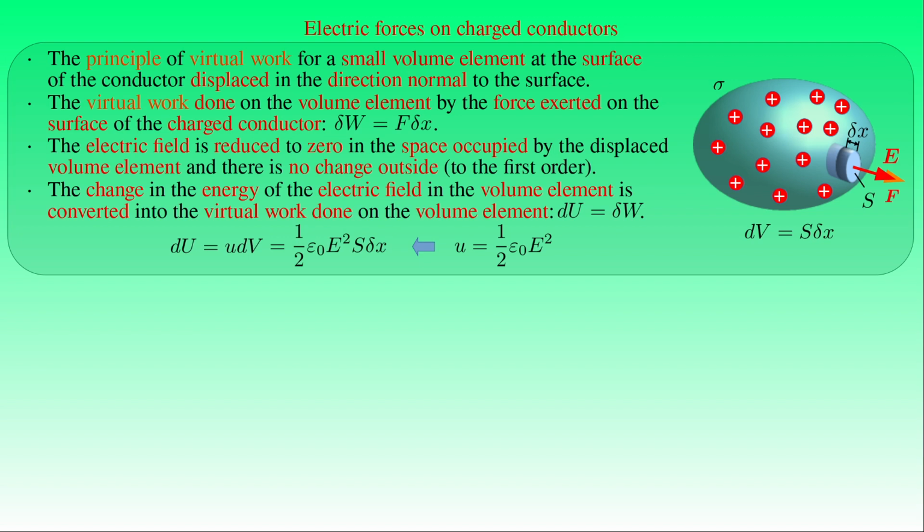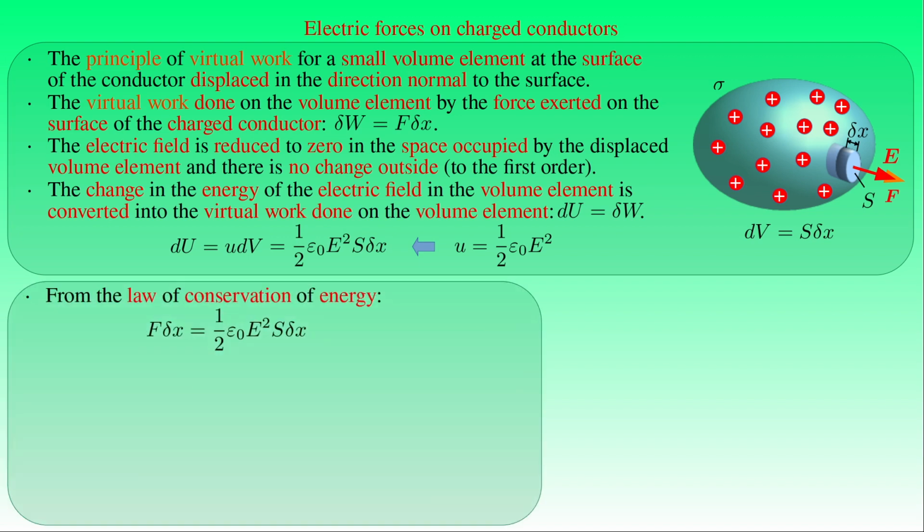From the law of the conservation of energy, telling us that dU is completely converted into delta W, we obtain that the force F times the virtual displacement delta x is equal to 1/2 times epsilon naught times E squared times S times delta x. If we divide this equation by S times delta x, we can write the force acting on a unit area of the surface of the charged conductor as 1/2 times epsilon naught times E squared.